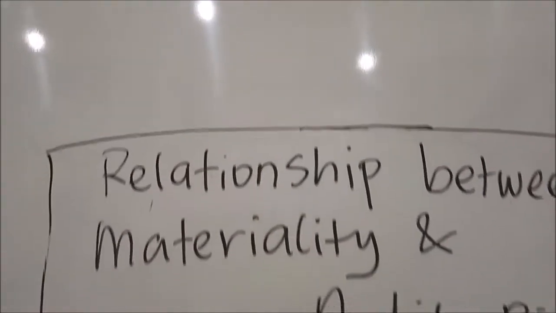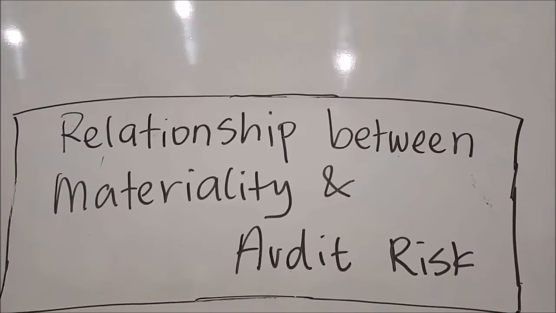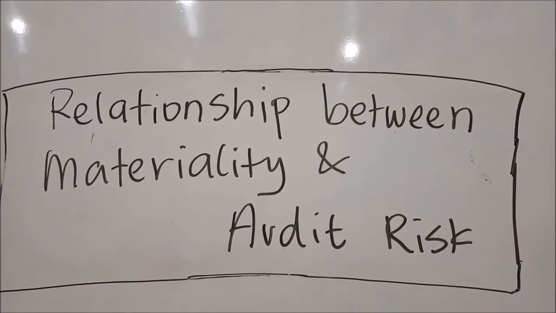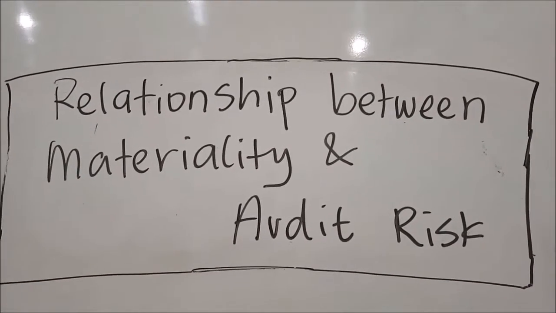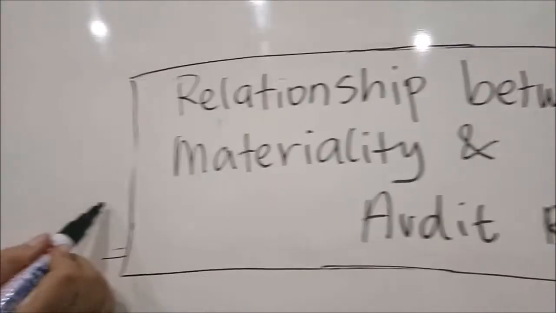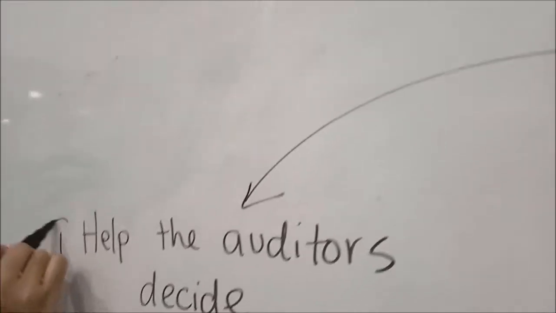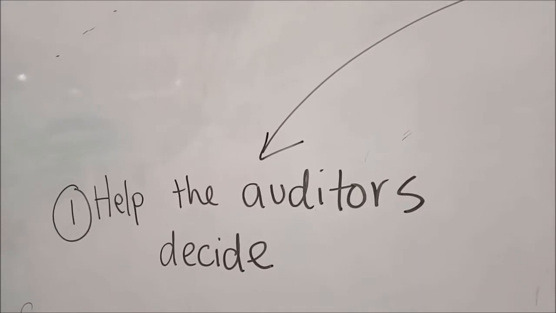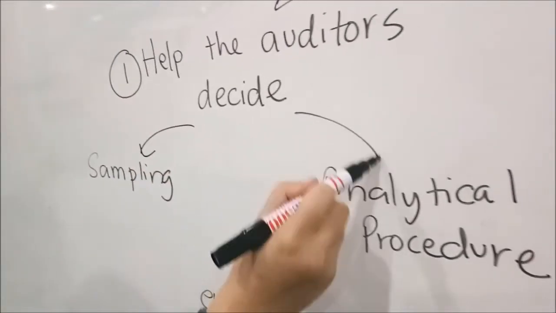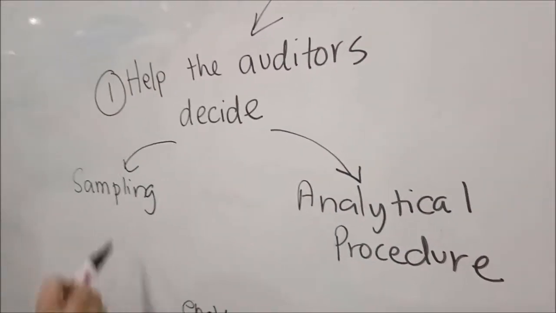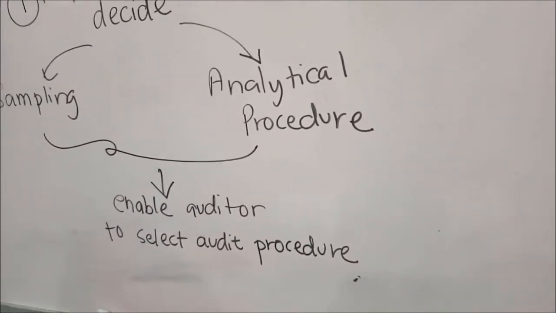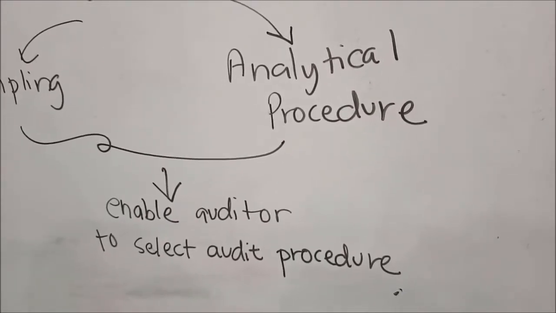So now we look at the relationship between materiality and audit risk. When planning the audit, the auditor considers what will make the financial statements materially misstated. The auditor's assessment of materiality related to specific account balances and classes of transactions helps the auditor decide such questions as what items to examine and whether to use sampling or analytical procedures. This enables the auditor to select audit procedures that, in combination, can be expected to reduce audit risk to an acceptably low level.